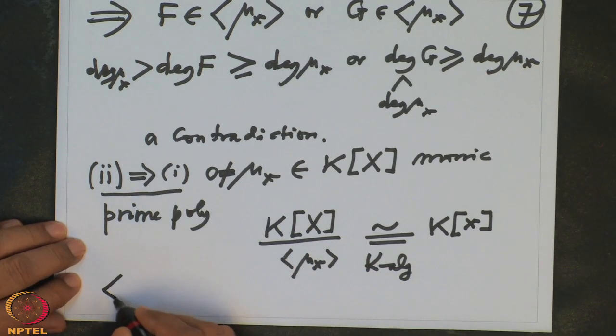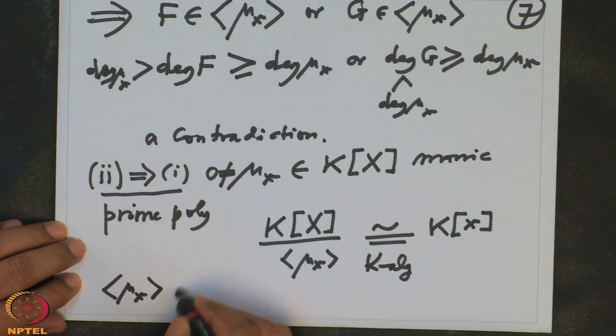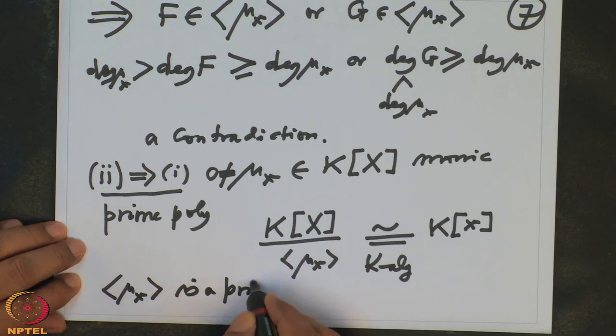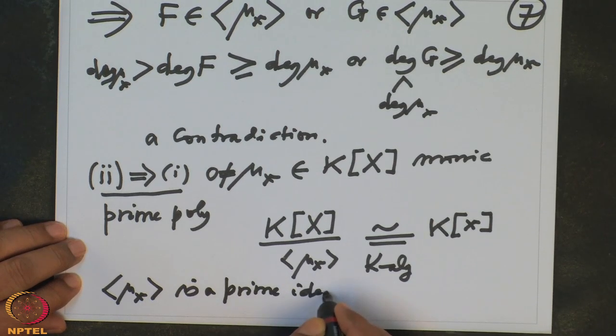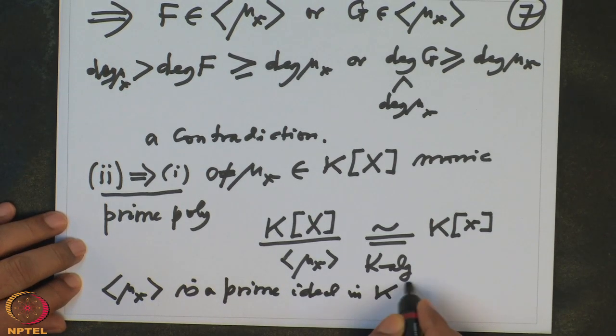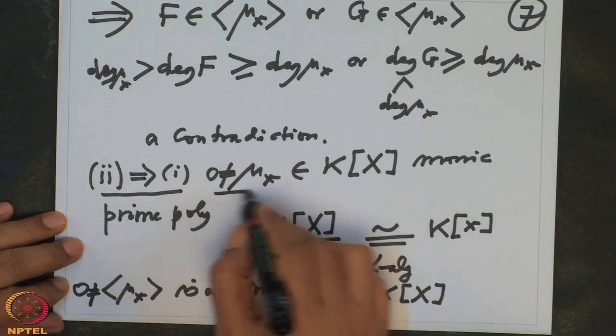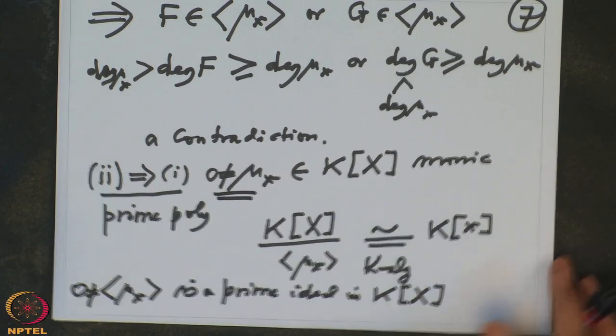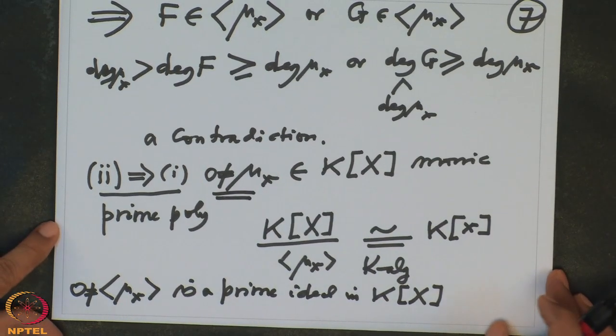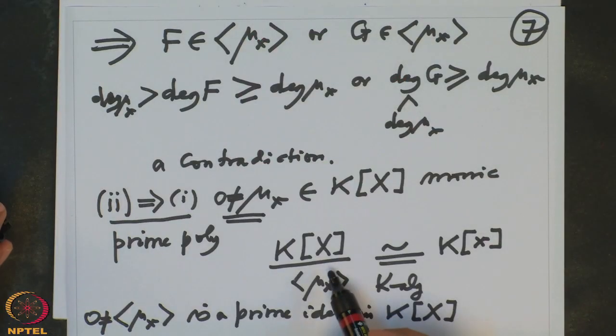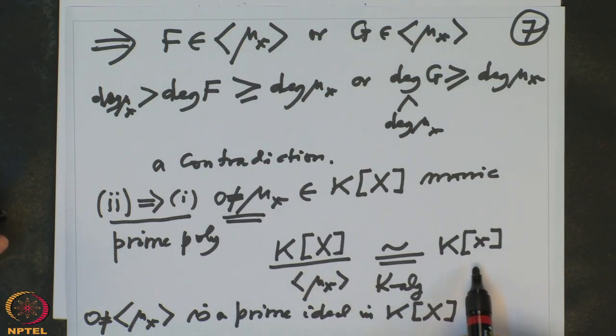So (mu(x)) is a prime ideal in K[x], and a non-zero prime ideal because mu is non-zero. Therefore, I want to use the fact that K[x] is a principal ideal domain, in which every non-zero prime ideal is maximal. Once I know that, (mu(x)) will be a maximal ideal, and the residue class ring of a maximal ideal is a field, and therefore this will be a field.